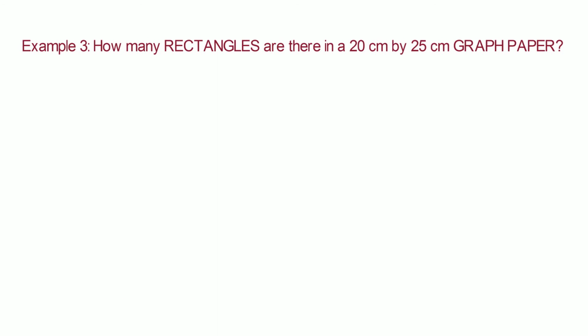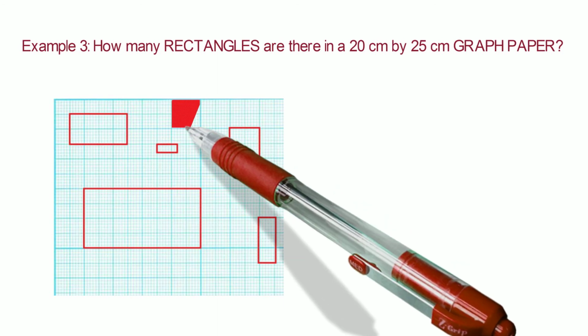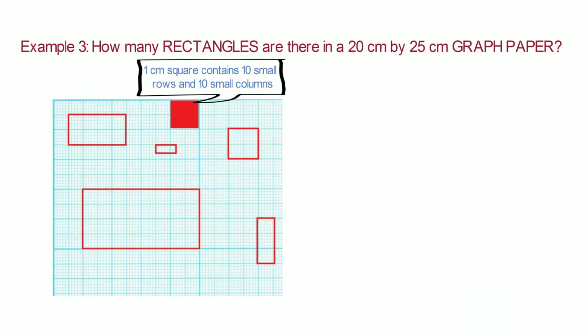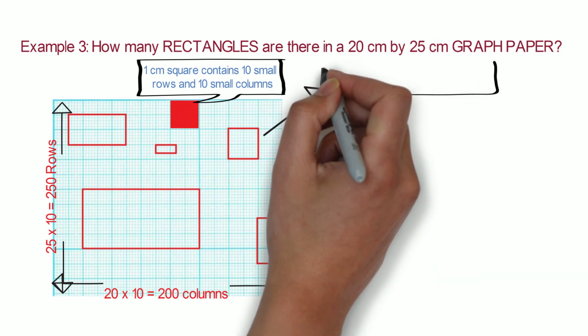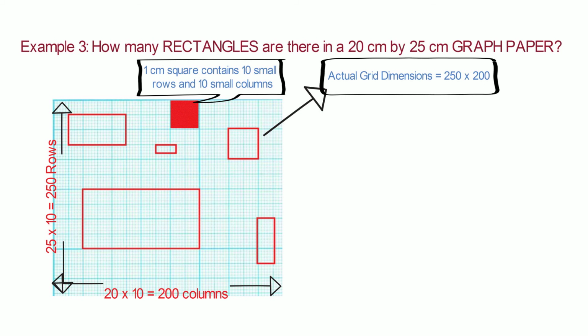In a graph paper, each bigger square contains 10 columns and 10 rows in itself. We all have seen that. So 25 bigger rows mean 25 into 10, that is 250 actual rows. Similarly, 20 bigger columns mean 20 into 10, that is 200 actual columns. So our grid dimensions become 250 by 200 and not 25 by 20.